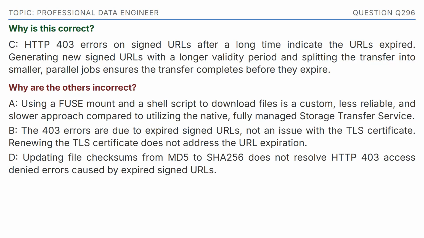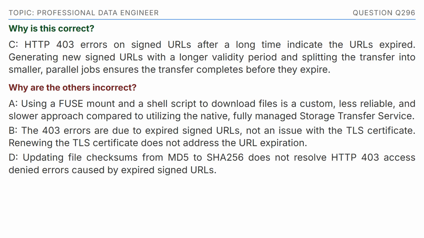Why is this correct? C. HTTP 403 errors on signed URLs after a long time indicate the URLs expired. Generating new signed URLs with a longer validity period and splitting the transfer into smaller, parallel jobs ensures the transfer completes before they expire. Why are the others incorrect?